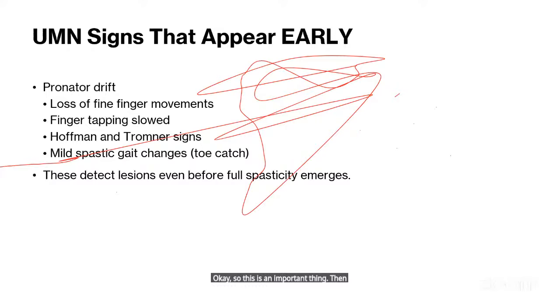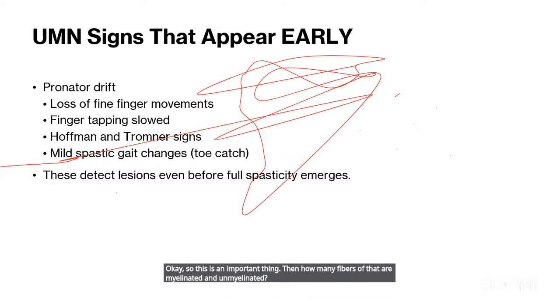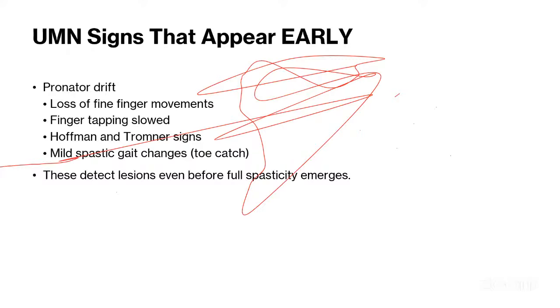Then how many of those fibers are myelinated and unmyelinated? Anyone? Around 70% of those fibers are myelinated. Dr. Dhanya, can you tell where the lateral corticospinal tract extends to? Lateral corticospinal tract?